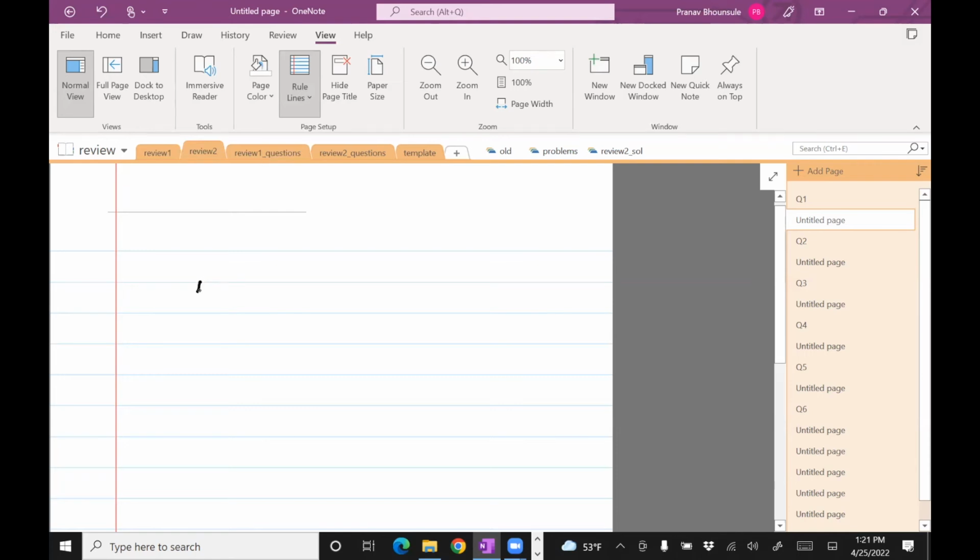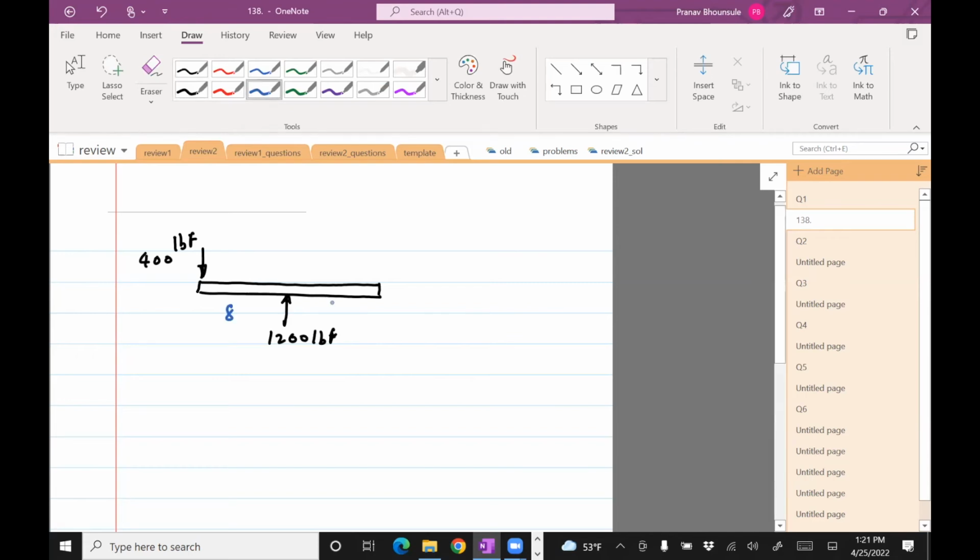Okay, so this is how the beam is. As I said, there's a force of 400 lbf downwards. There's an upward force of 1200 lbf. This distance is 8 feet, I think, and 8 feet on the other side. And then there's a distributed load. That's 100 lbf per inch. Okay, so this is all in inches.